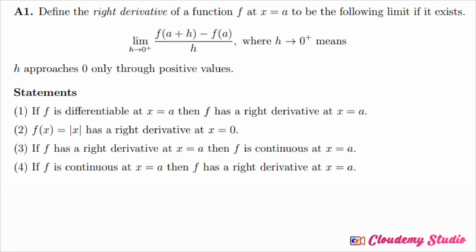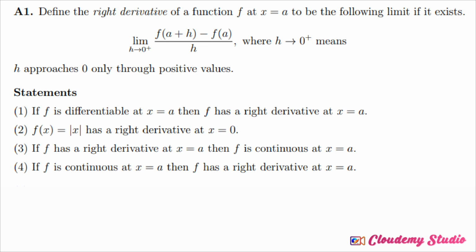Here we are solving CMI PYQs. Now our first question is: define the right derivative of a function at x equals a to be the following limit, if it exists. This is given to us and it exists. And this is the right derivative, obviously, because it is given a positive sign. Now we have to find which among these options is correct.